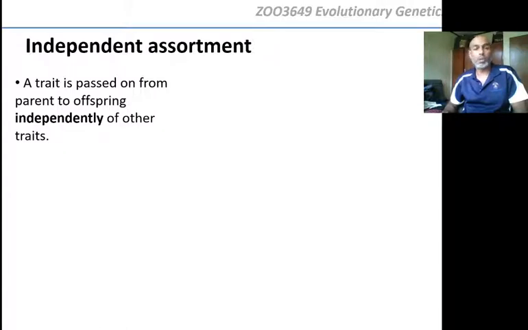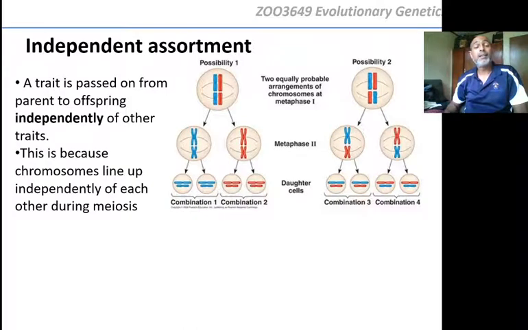Independent assortment is talking about chromosomes, right? You know that they're chromosomes. You know that they line up at the equator during meiosis, and then what? They go to either pole. They split, and one goes to one pole, and the other goes to another pole, right? That is when they segregate. But it depends how they line up. Okay. Now let us take the first possibility.